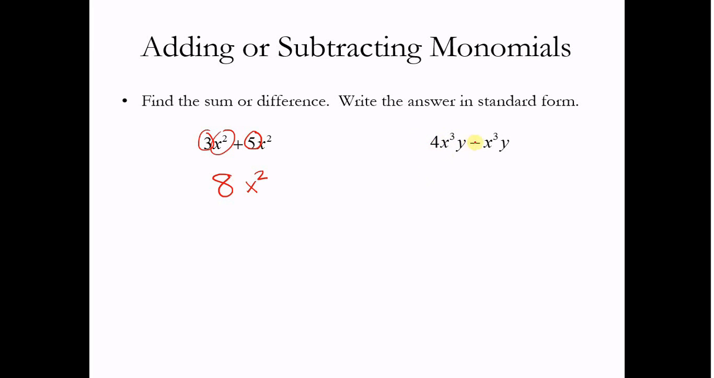Let's look at another one here. So I need to subtract, it looks like. So I'm going to go 4 minus 1. It's going to be 3x cubed y. So I'm just going to keep this stuff. You're going to always keep this when you're adding and subtracting. You're just going to keep the letters the same. You're never going to change it.